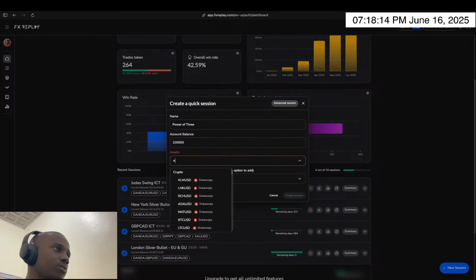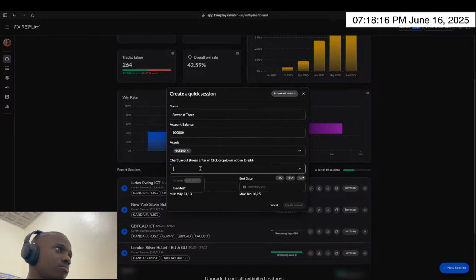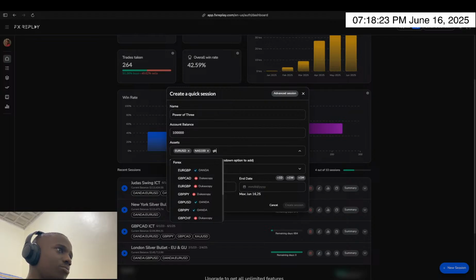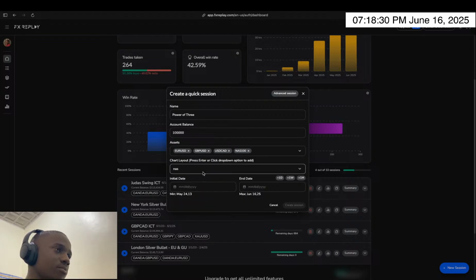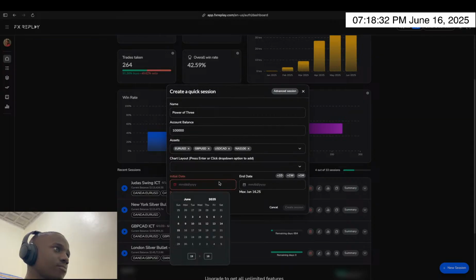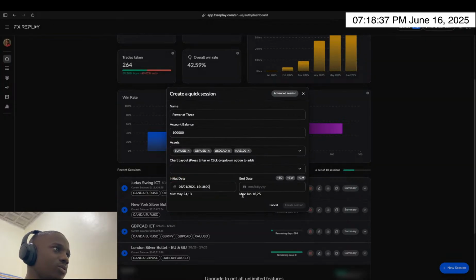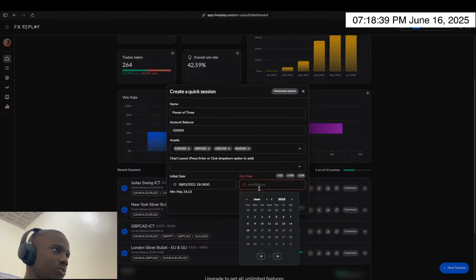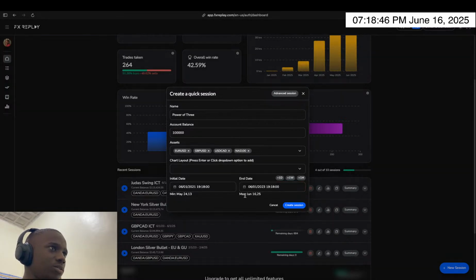Okay, now I just want the NAS. Then Euro USD. Then I'll need GBP USD and USD CAD as well. Okay, and I think I'll be backtesting data from 2021 to like 2023-ish, 1st June, just.